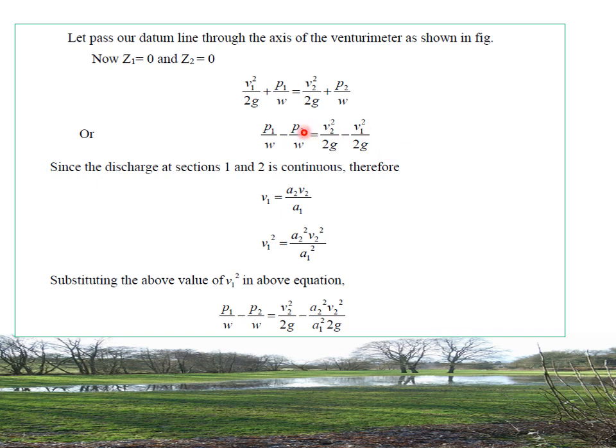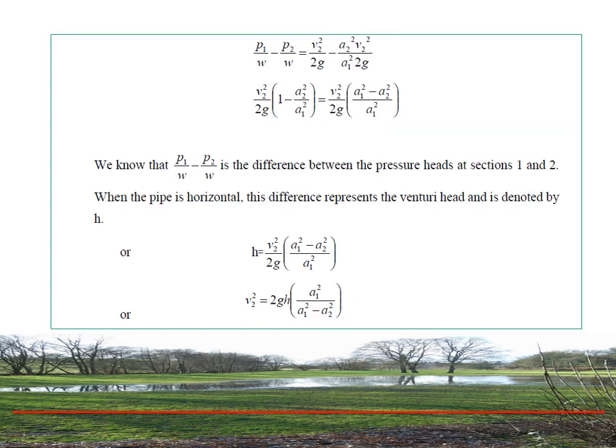value of V1 square in the energy equation: P1 by W minus P2 by W equal to V2 square by 2g minus A2 square V2 square by A1 square 2g. Let's rewrite the equation as V2 square by 2g times 1 minus A2 square by A1 square. Taking the LCM, V2 square by 2g times A1 square minus A2 square by A1 square.